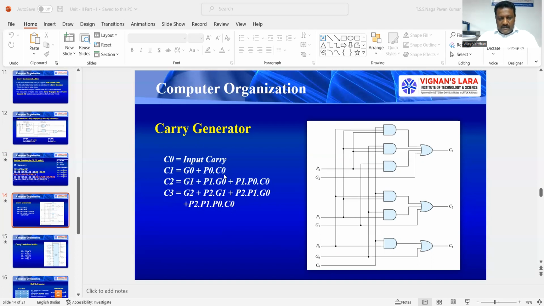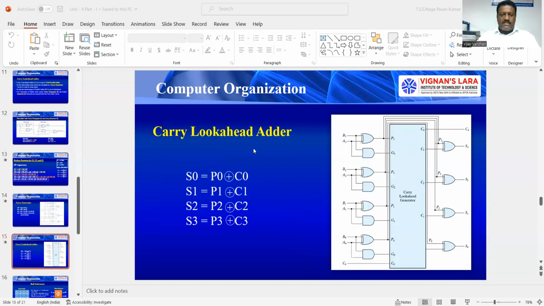See here, friends, this is a 2 input AND gate, ORing with the third input G0, that is this. So this is C1. Then C2 is G1 plus P1 G0. This is P1 and this is the G0 input. And this AND gate will produce P1 P0 C0. So this is C2. Similarly, for C3, this is the carry generator circuit which can generate higher order carries for me.